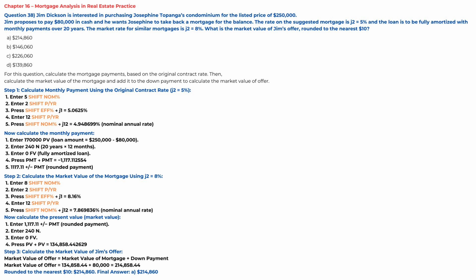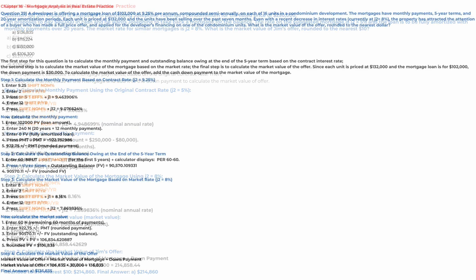Step 3. Calculate the market value of Jim's offer. Market value of offer equals market value of mortgage plus down payment. Market value of offer equals 134,858.44 plus 80,000, which is 214,858.44. Rounded to the nearest 10, $214,860. Final answer.